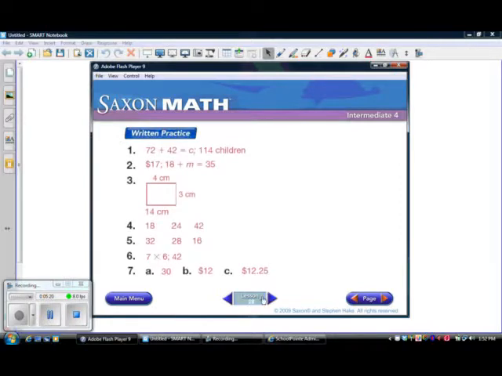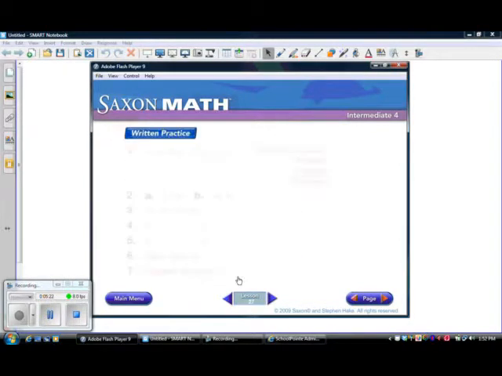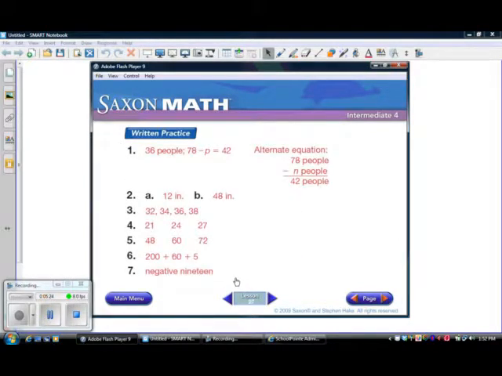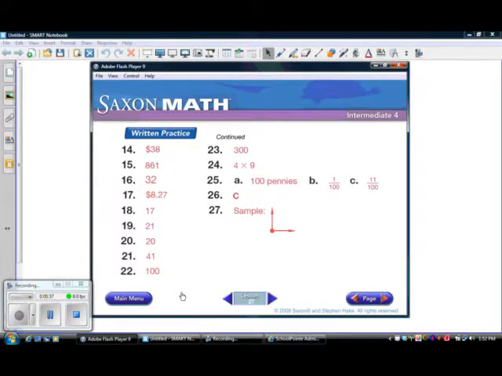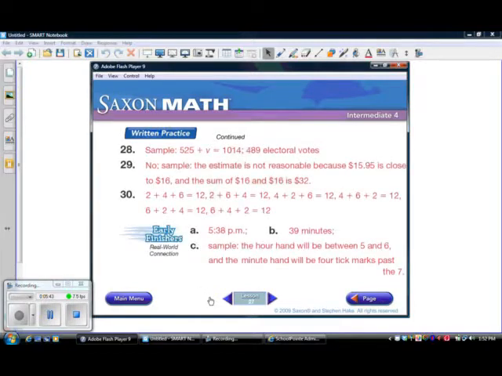Okay, we're going to go back to 27 and let you check yourself. Hit pause as you check 1 through 7. Hit pause as you check 8 through 13. Hit pause as you check 14 through 27. And hit pause as you check 28 through 30 and the early finisher if you did that, and then you'll be finished.